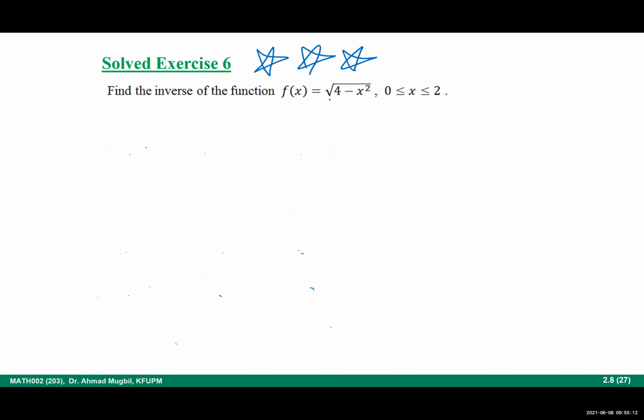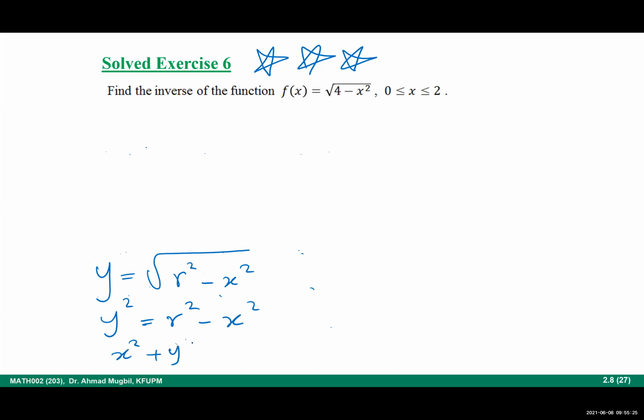For any question of this type, when you have y equals the square root of r squared minus x squared, when you square both sides and move x to here, you will have x squared plus y squared equals r squared. This is a circle centered at the origin with radius r. So always when you have a number minus x squared under the square root, like 4, 9, whatever, think about the equation of the circle.